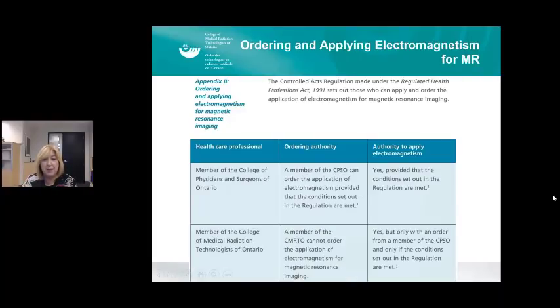Then we have Appendix B for MR. This is the easiest one. A member of the College of Physicians and Surgeons has the authority to order and also to apply. And a member of the College of Medical Radiation Technologists cannot order, but we can apply if we have an order from a member of the College of Physicians and Surgeons.